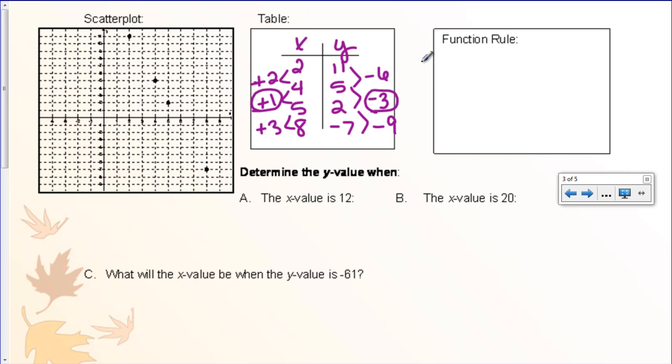And if you look, this change, this -6, changed that much for two of them. Well, if I simplify that, that's a change of -3 for one of them. And then this one right here changed by -9 for a +3, so it went down 9 and this went up 3. So if I reduce that, that's also a change of -3 over 1. So they're all the same.